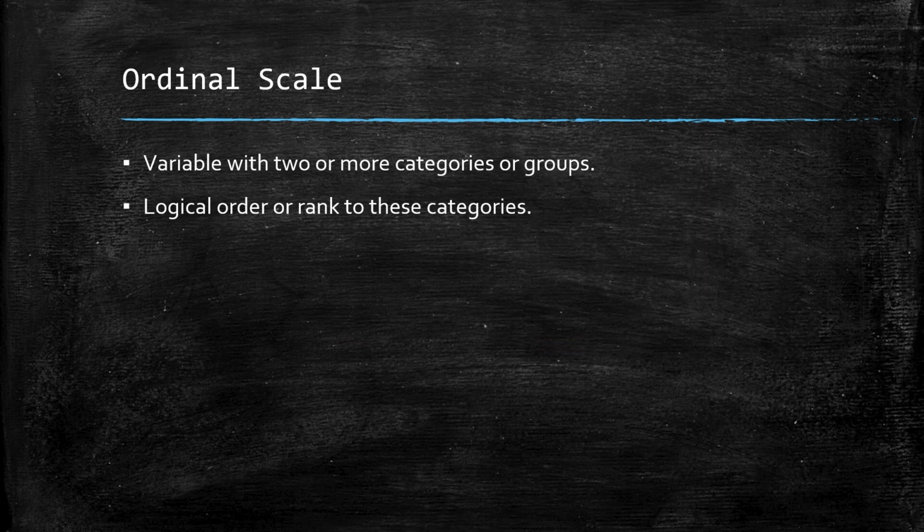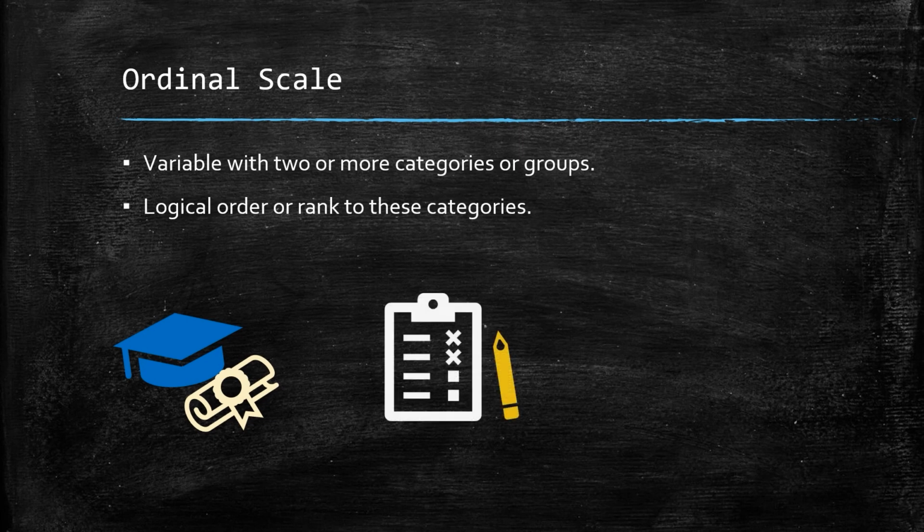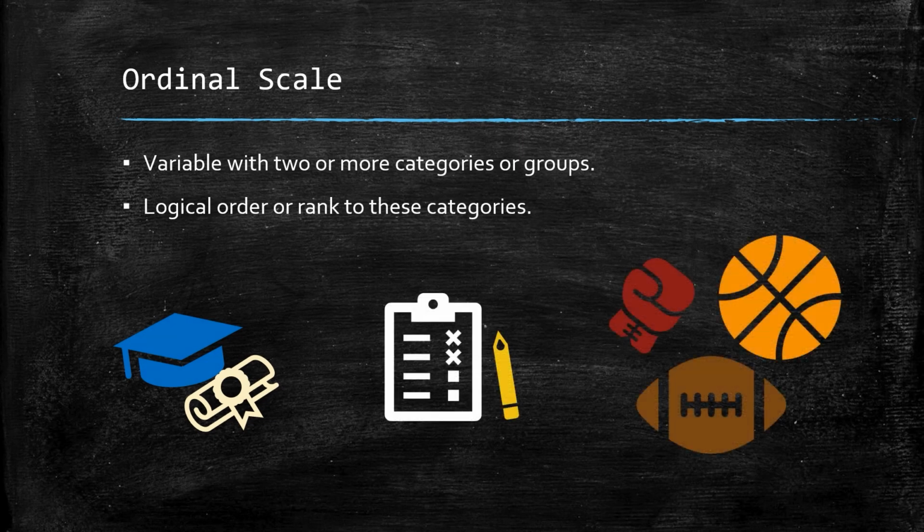Moving up the hierarchy, we encounter the ordinal level. Here, variables introduce order or rank among categories. Examples include education levels, survey responses, or even sports rankings. Although we can determine the order, keep in mind that the intervals between categories aren't consistent. For example, the difference between the first place and second place football teams would not necessarily be the same as the difference between the second and third place teams. This inconsistency makes mathematical operations beyond ordering limited.